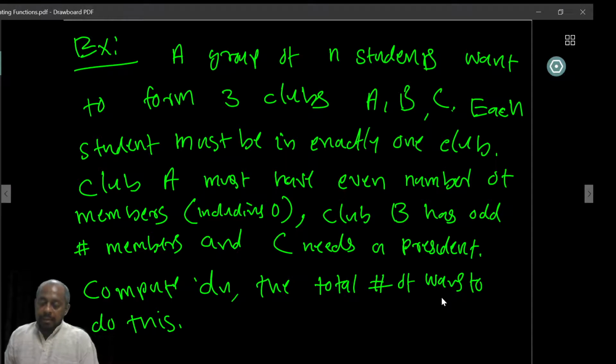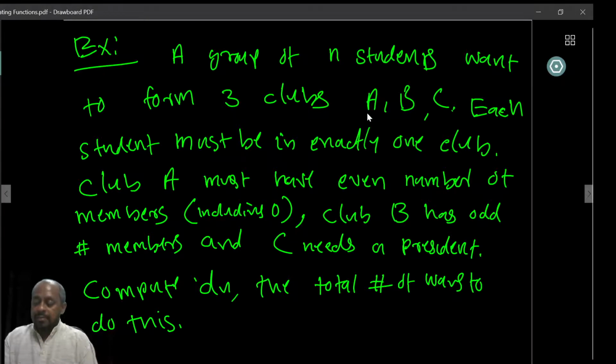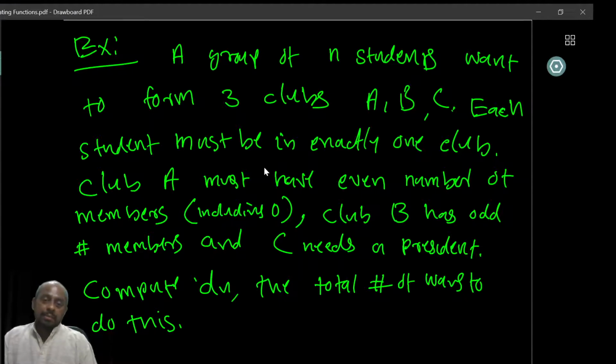So an example: let's say that a group of n students want to form 3 clubs, club A, club B, and club C. Now there are some conditions. We say that each student must be in exactly one club. We don't want students to be in many clubs so that they waste their time. So we will say that everybody can be in exactly one of these clubs.